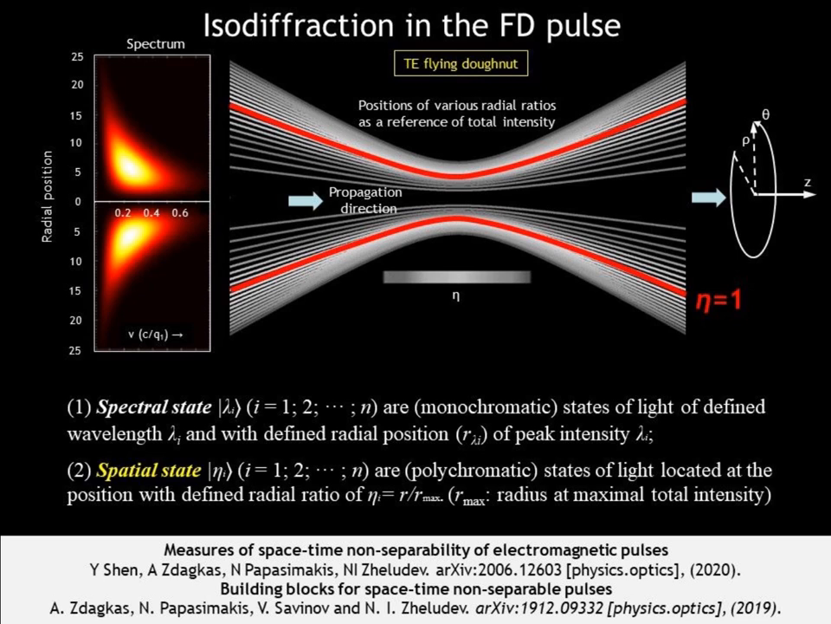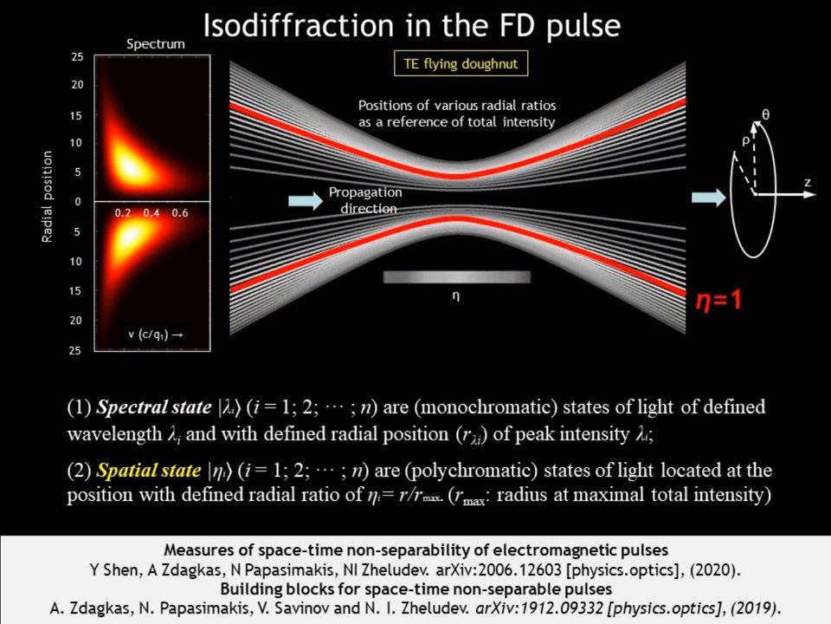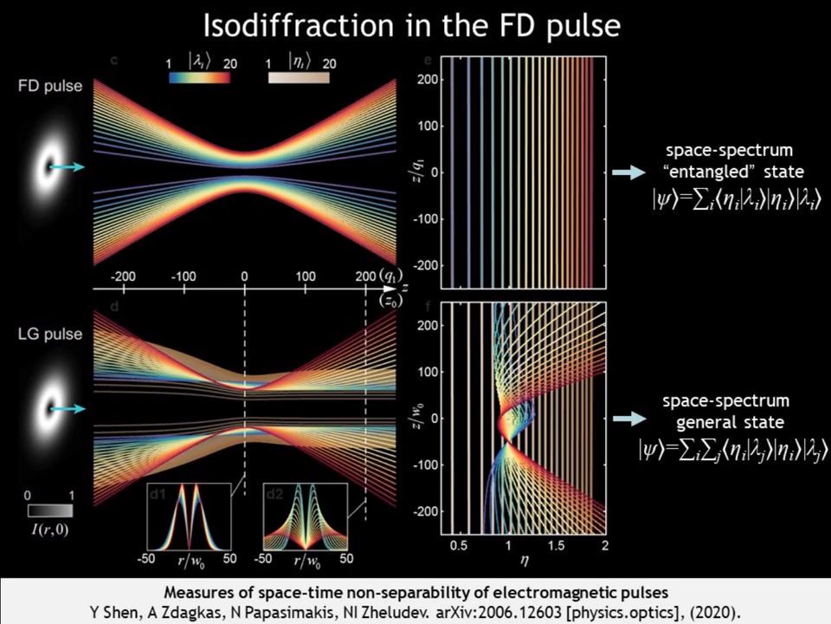For an isodiffracting pulse, the spatial state and the spectral state perfectly coincide. Each spectral state is located at corresponding radial ratios, and the spatial state and the spectral state are non-separable, fulfilling an entangled state.